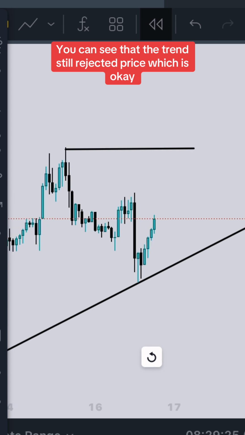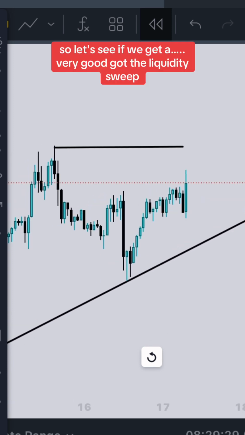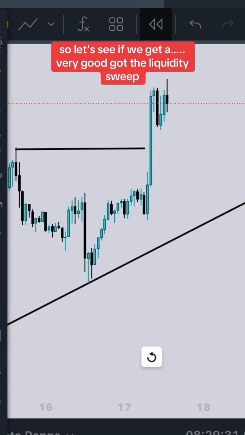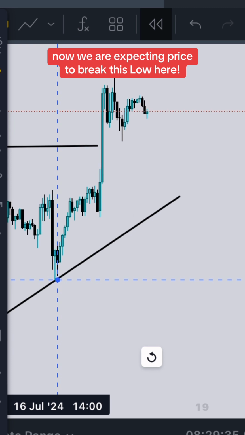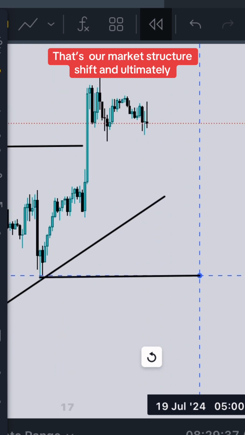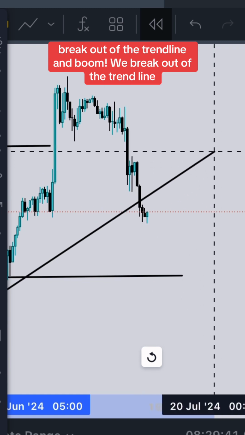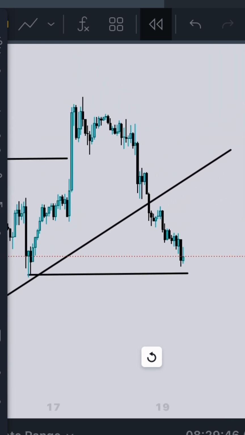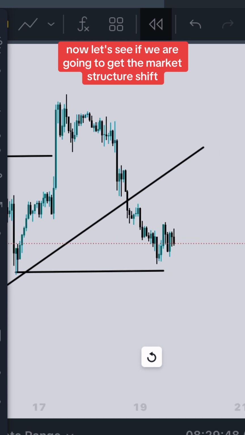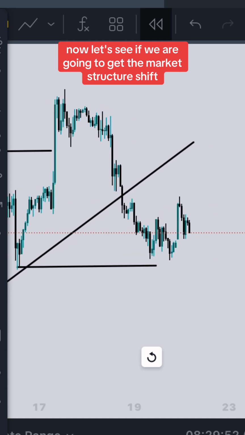You can see that the trend line still rejected price, which is okay. So let's see, we got a liquidity sweep. After that liquidity sweep, now we are expecting price to break this low here. That's our market structure shift. And ultimately, break out of the trend line, and boom, we break out of the trend line. Now let's see if we are going to get a market structure shift, rather.